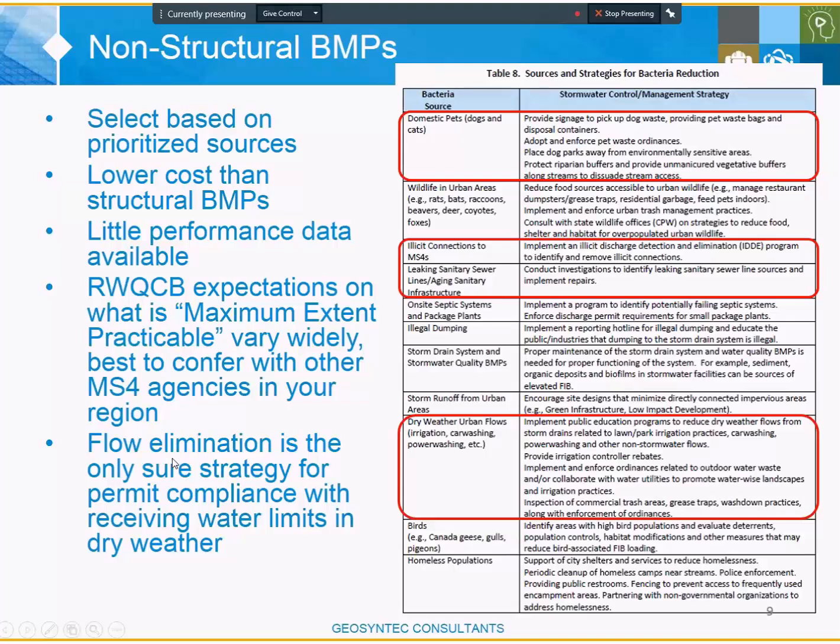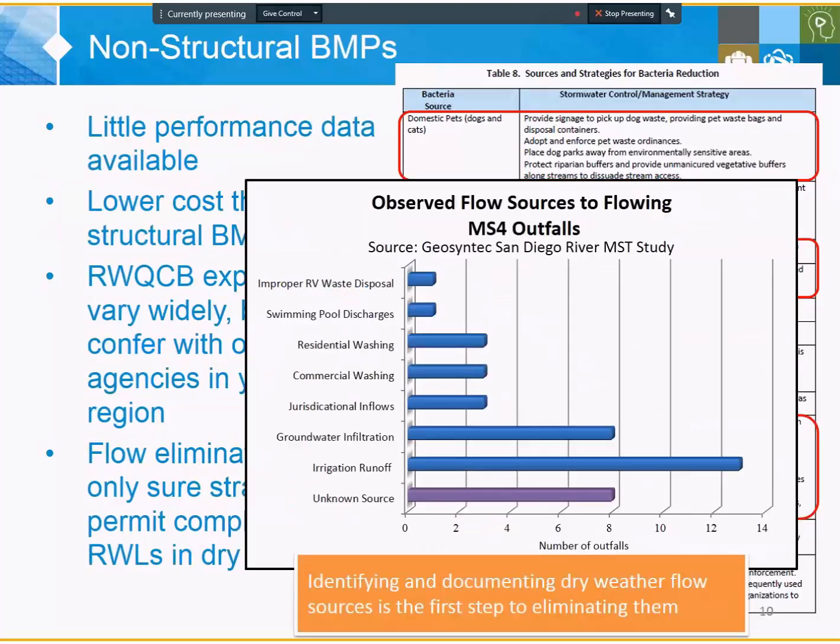And then the last note here is that with respect to dry weather flow elimination, after you abate your illicit connections and leaks and other human waste sources, eliminating dry weather flows to the extent possible is really the only sure strategy for demonstrating permit compliance with receiving water limits in dry weather, because you break the cause or contribute linkage, and you cannot be found liable for receiving water quality standard exceedances if you have no discharge, and that's documented. So I just want to make the point that that's a great strategy.